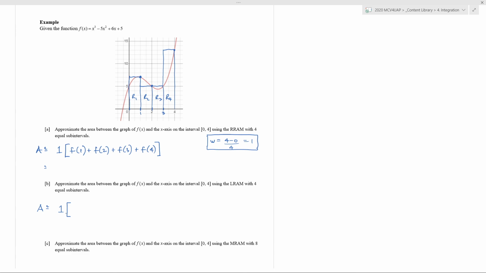Okay, so not like that. That's L. That was RRAM. LRAM is going to look like this.